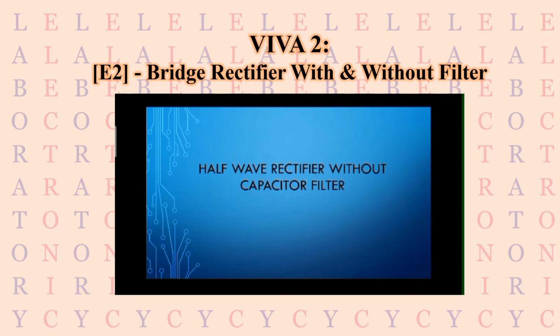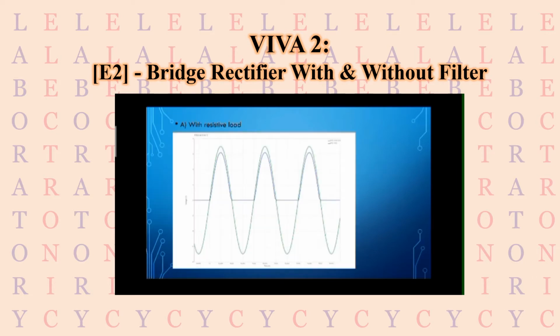For the first load condition with resistive load only, the green line of the graph indicates the AC input voltage, while the blue line indicates the DC output voltage. For the half-wave rectifier with resistor, the result shows only the positive part of the waveform because it already removed the negative part of the AC input, then produced the partial DC output.